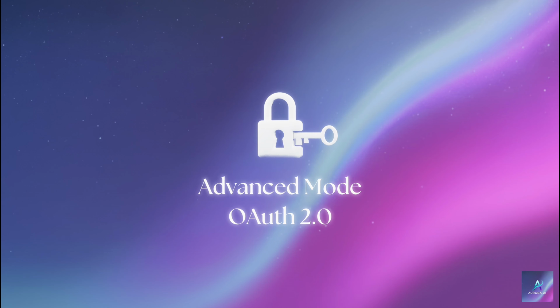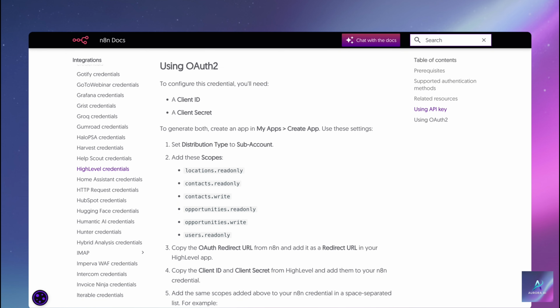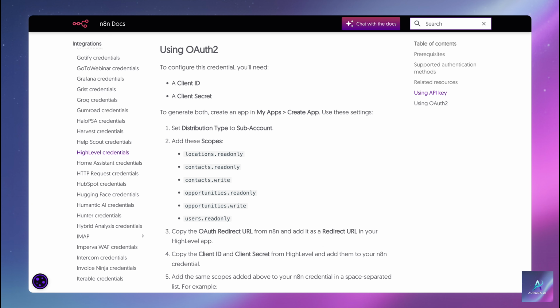Now we're ready to set up the advanced mode, OAuth 2.0. We'll configure everything step by step so you can follow along without confusion. According to the n8n documentation for the HighLevel connection, setting up this credential requires two values, client ID and client secret. To obtain these, you'll need to create a new marketplace app inside the HighLevel developer platform.